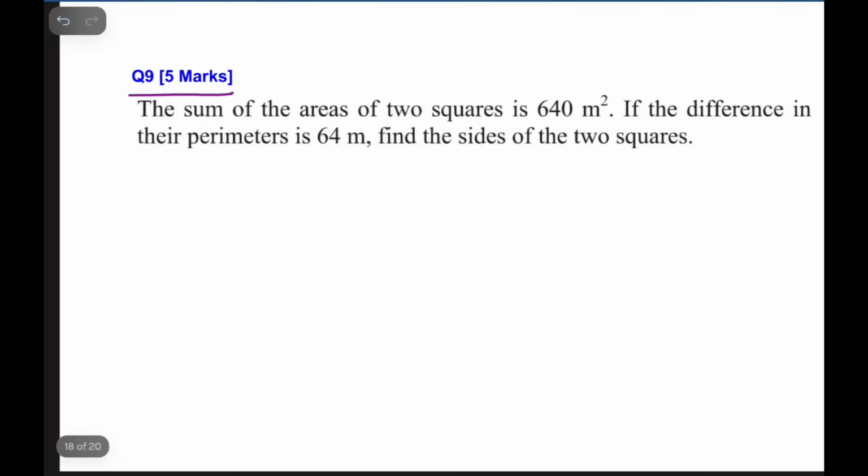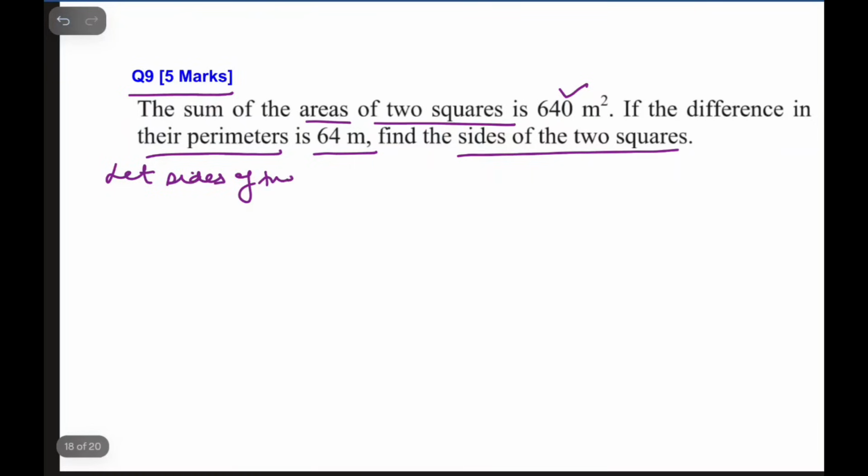Question number 9. The sum of areas of two squares is given to be 640 meter square. The difference in perimeter is 64 meter. We have to find the sides of the squares. So let us suppose the sides of the squares be x and y meter, and x is greater than y.